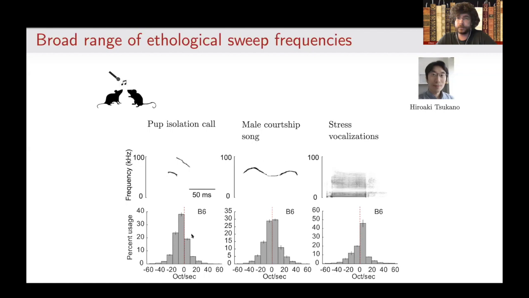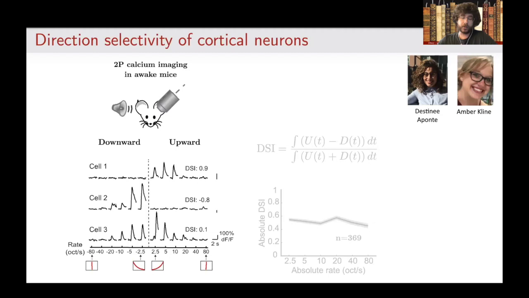Similar to these pure tones, where some neurons prefer a specific frequency, we can then ask, do those neurons respond specifically to a direction of these sweeps? Here with cell one, this cell prefers upward frequency sweeps. It doesn't respond at all to any downward sweeps and has a very strong upward response. Cell two, on the other hand, prefers a downward sweep. Cell three is in the middle and responds well to both. Maybe there's a slight preference for the upward sweep, but at the end of the day, we have these different cells that can prefer different directions.